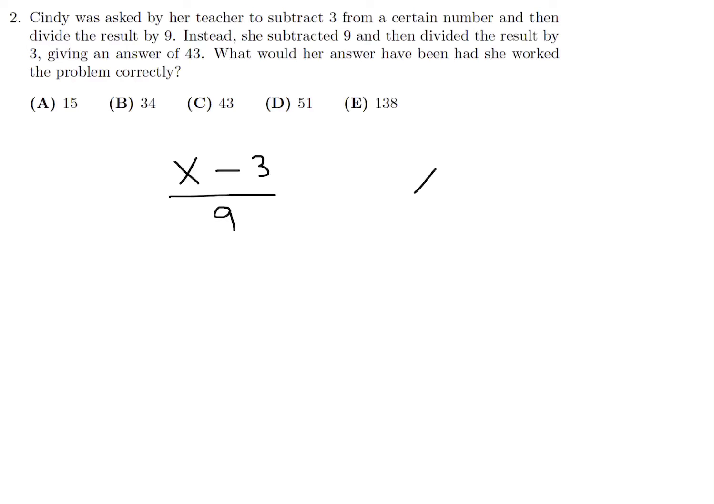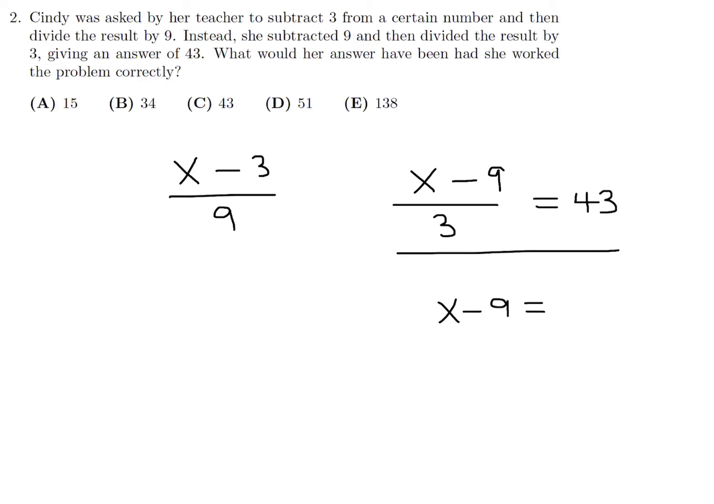But instead, she took the number and subtracted 9 and then divided by 3, and that gave her an answer of 43. So we can use this equation to figure out x. So x minus 9 is 3 times 43, which is 129, and therefore x is equal to 138.